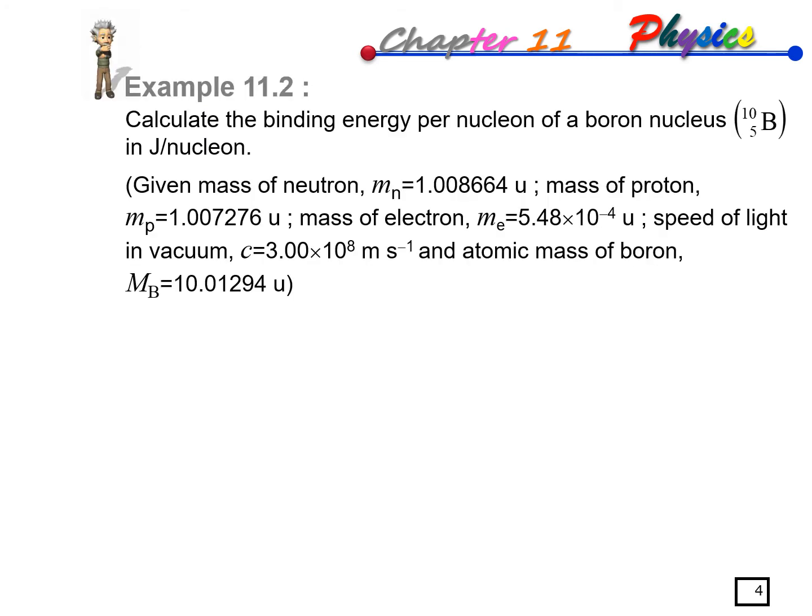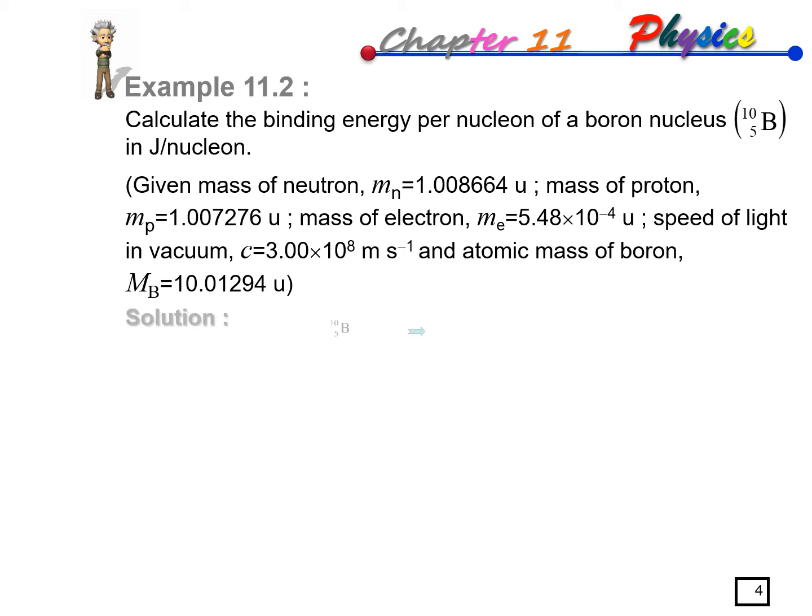Alright, so for example 11.2, they wanted to calculate the binding energy per nucleon of the boron nucleus. For binding energy per nucleon, we will follow the same method as the previous example. Once you have the binding energy, we find the per nucleon value, which means you divide by the nucleon number.